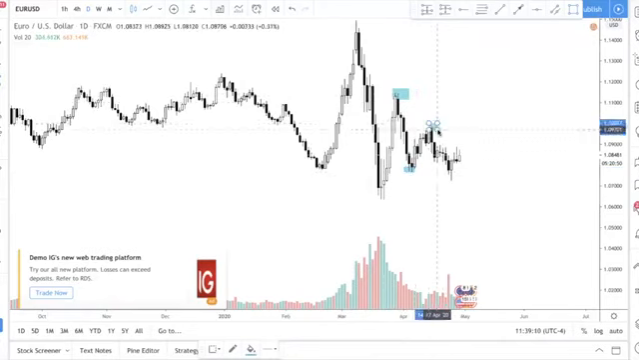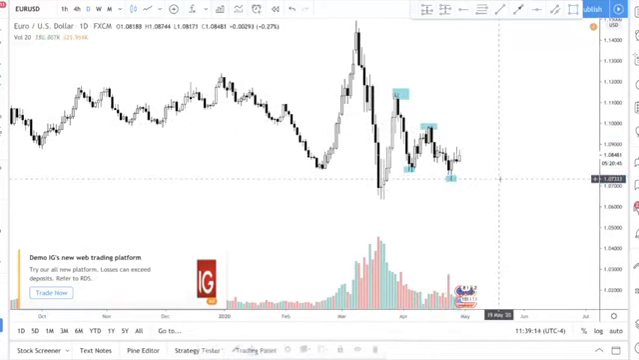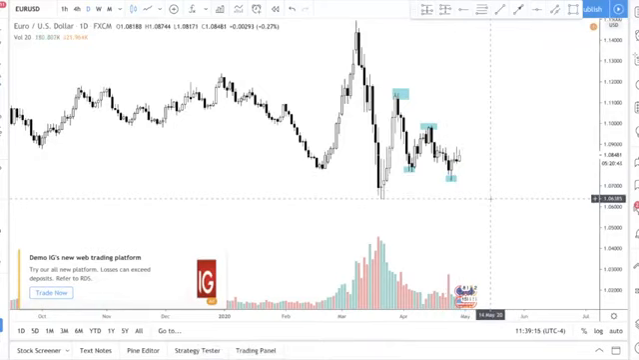So you see I'm always doing the same thing, right? I'll just keep doing the same thing: identify the market structure. So the market structure right now is bearish. So what do you want to do if bearish? You want to be selling. You want to be selling.